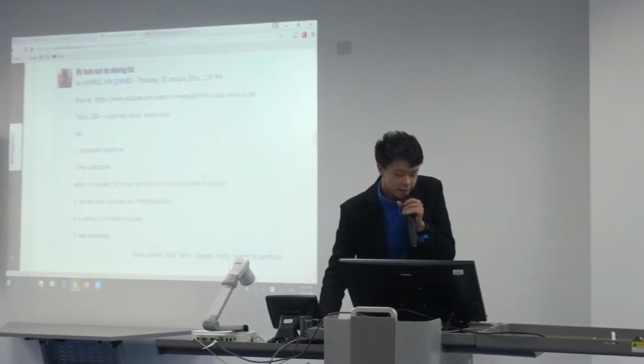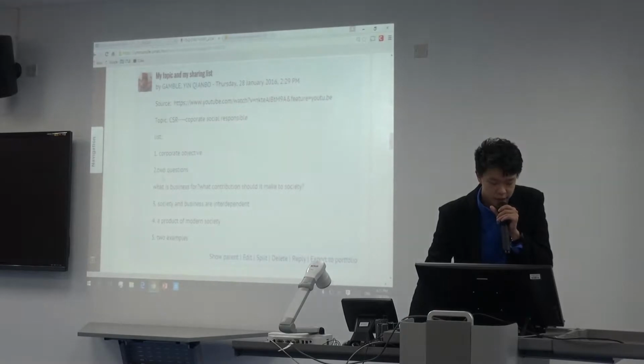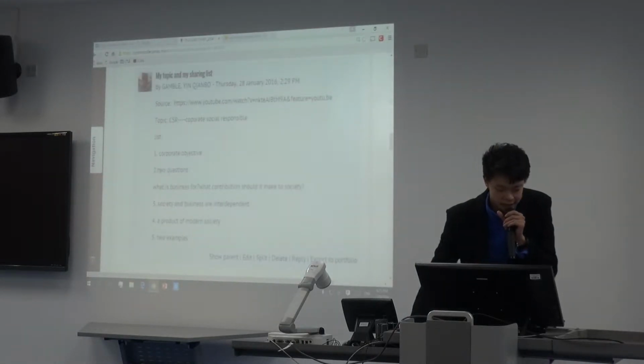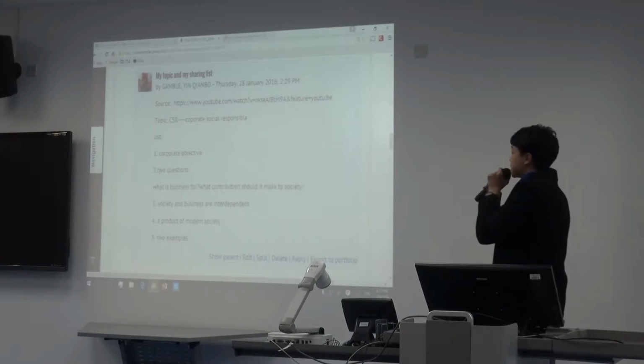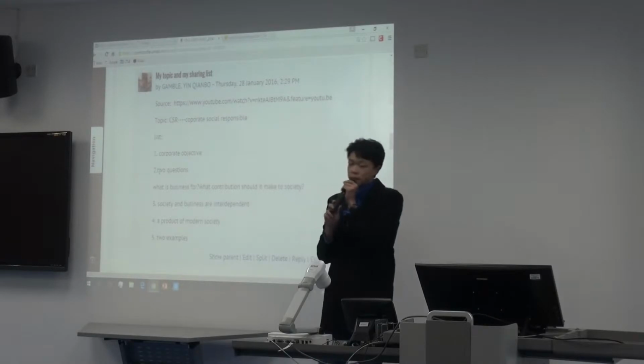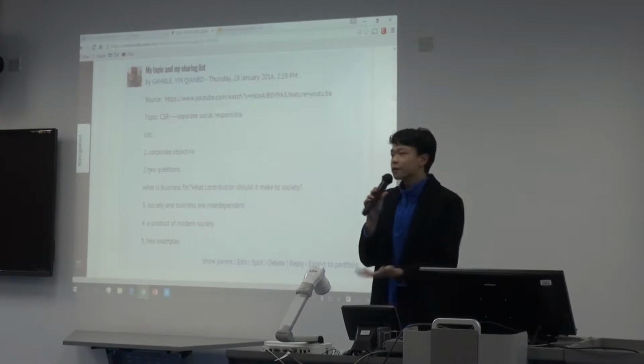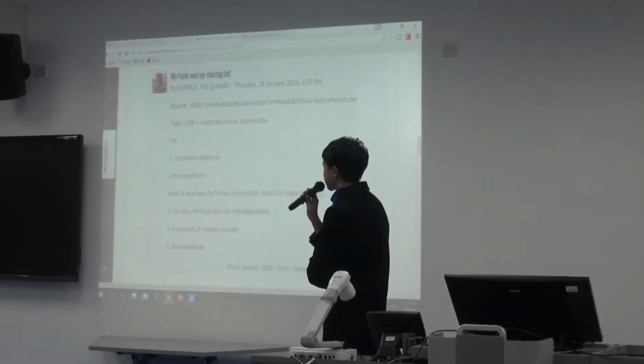So in modern society, the CSR is a really essential part for the company to raise up their company and to communicate with their customers. Here are two questions basically for the CSR. The first one is, what is a company for? What is business for? I think everyone can think about these questions.